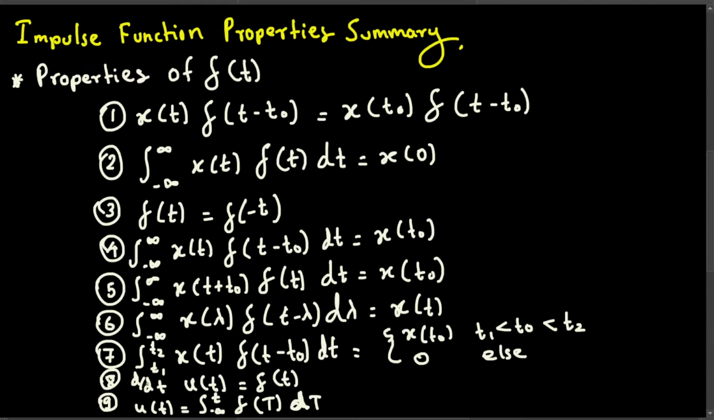And if you find the derivative of the unit step function, that is the impulse function. The unit step function is equal to the integration of the impulse function from negative infinity to t, and the final result will become u of t, the unit step function.